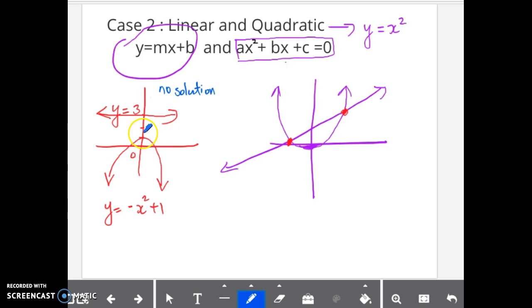There are thousands of cases like that. Y could be 4. It could be negative x squared plus 2. Or it could just be negative x squared. It could be below the y-axis. So many different ways where they won't have a solution.